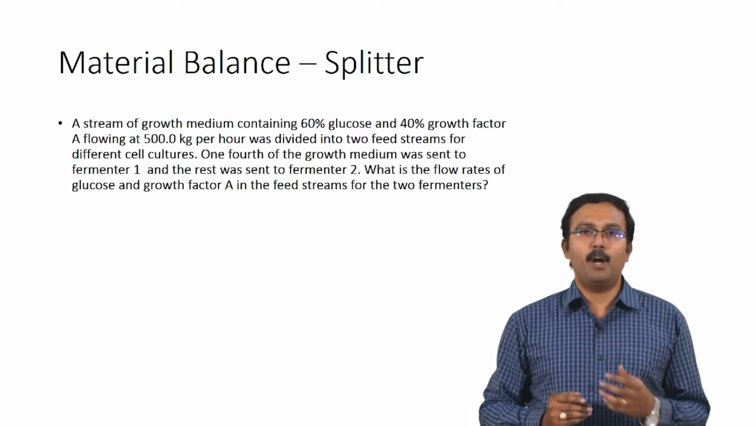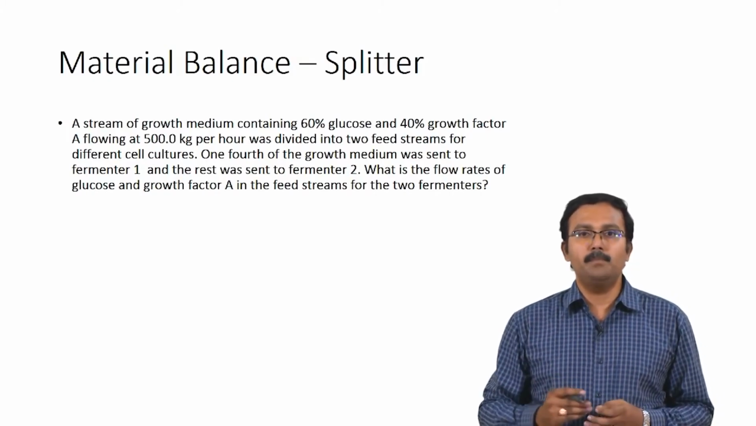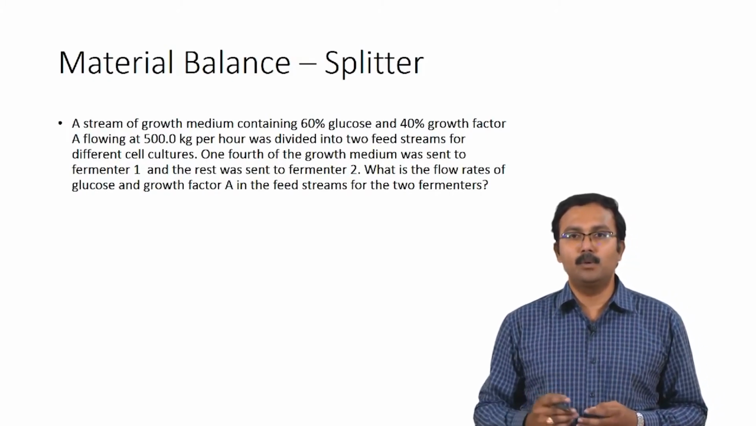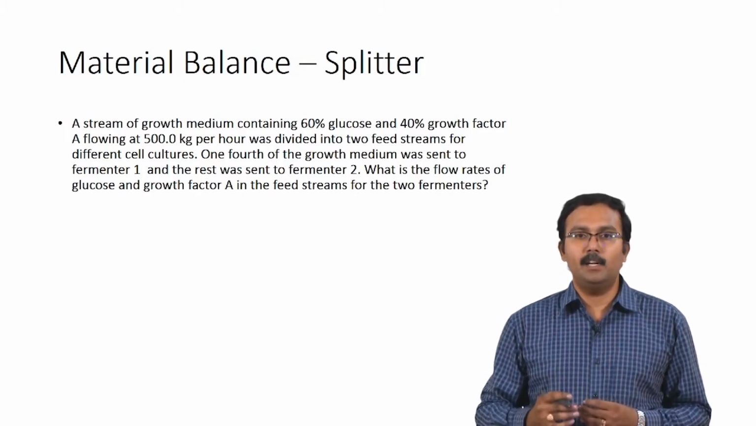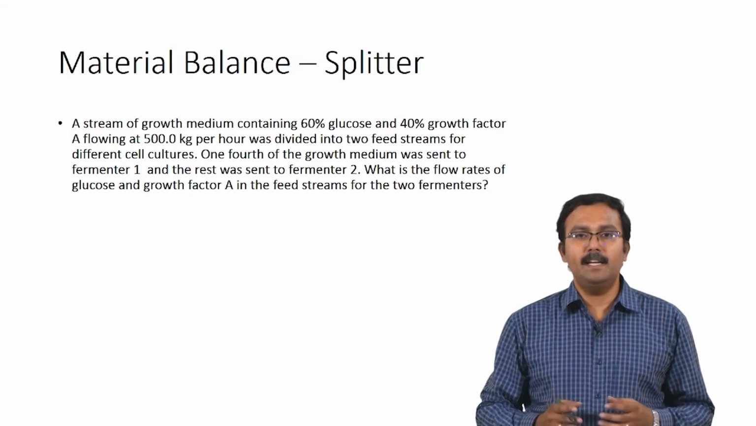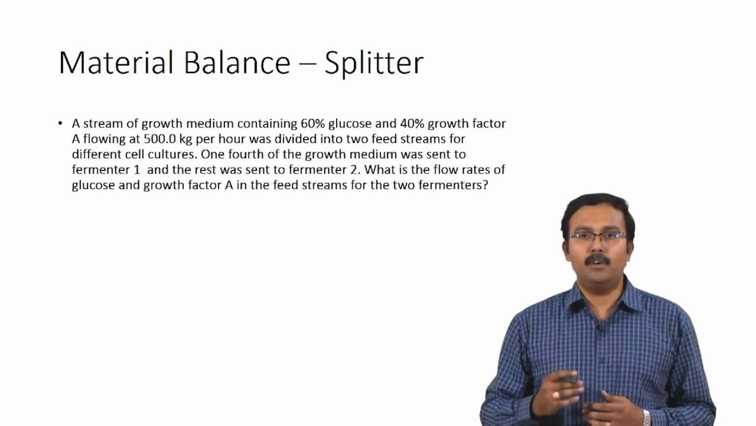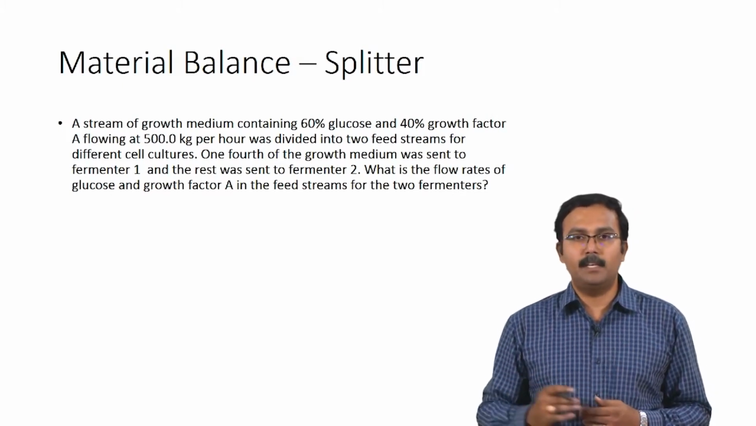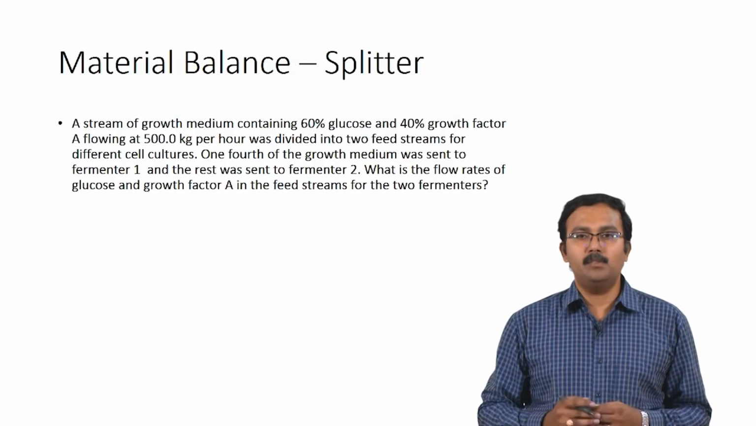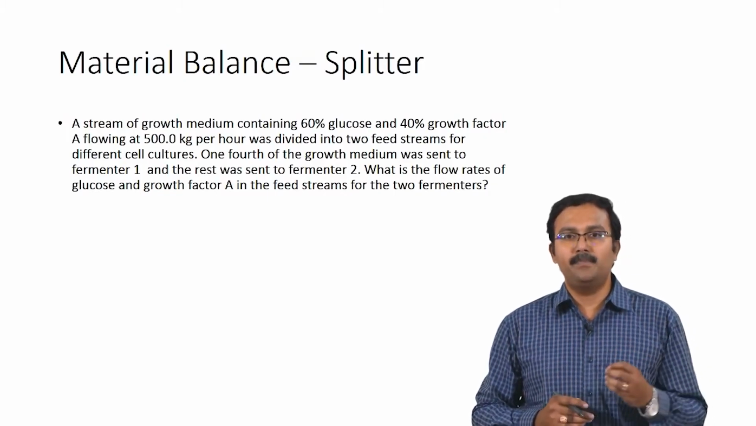Here is an example problem which illustrates what we just learnt about the splitter. A stream of growth medium containing 60% glucose and 40% growth factor A is flowing at 500 kilograms per hour and is being divided into two feed streams for different cell cultures. 1/4 of the growth medium was sent to fermenter 1 and the rest was sent to fermenter 2. You have been asked to calculate the flow rates of glucose and growth factor A in the feed streams for the two fermenters.